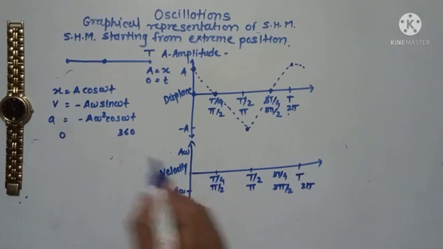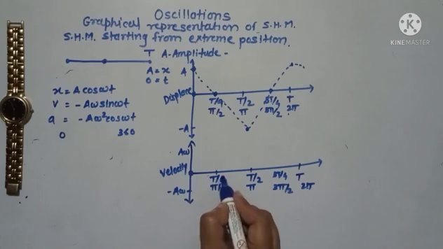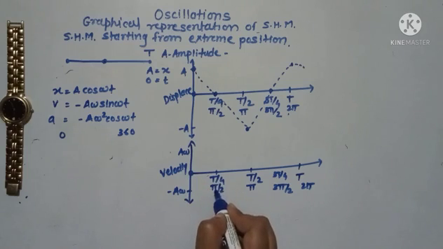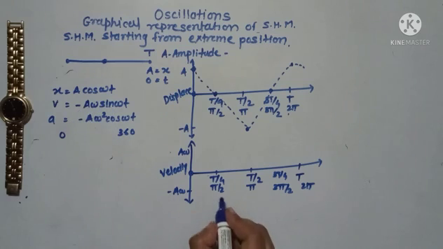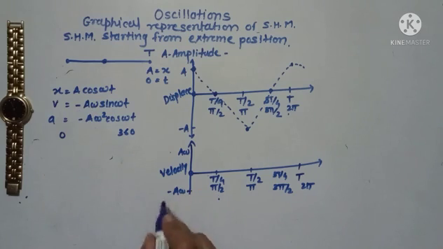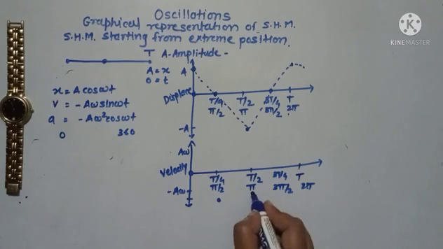So the velocity vector is a sine wave and it is starting from 0. So at a sine pi by 2, we know that sine 90 is equal to 1. Therefore it will be minus a omega. So minus a omega, I will take a little bit downwards. So this will be the point. So this will be minus a omega.